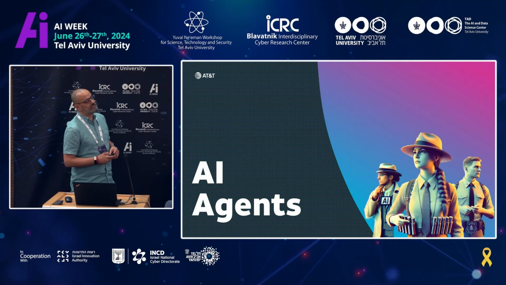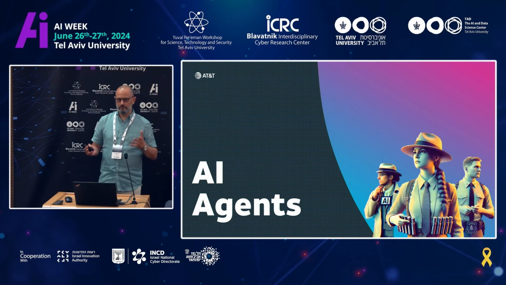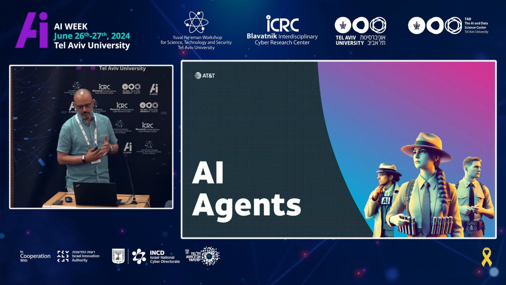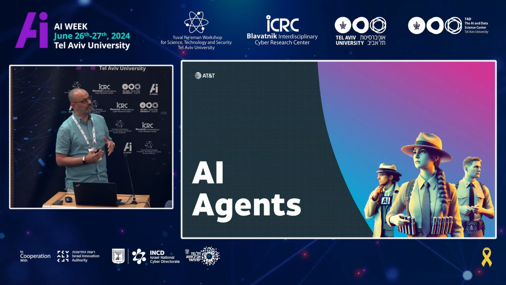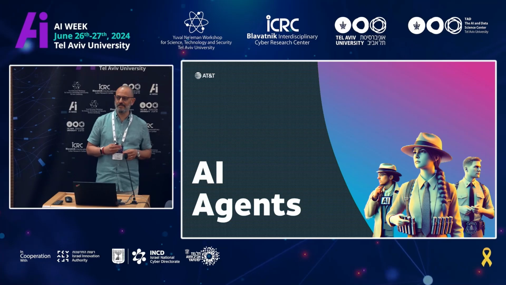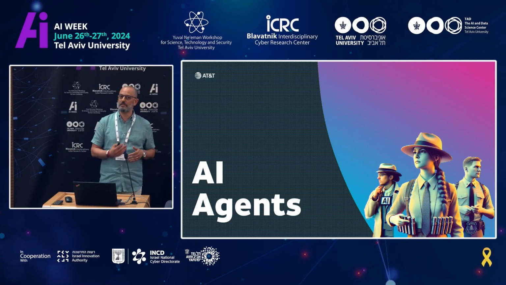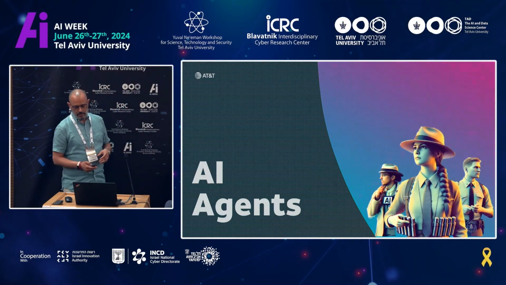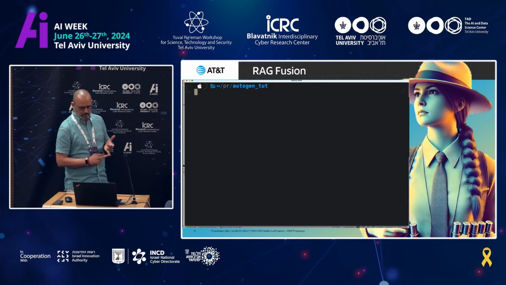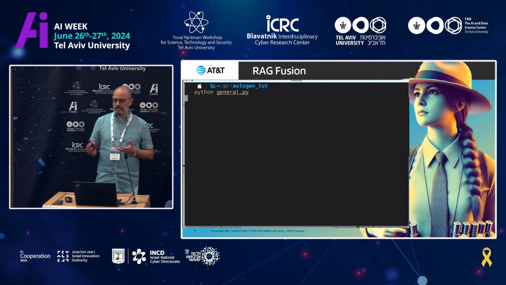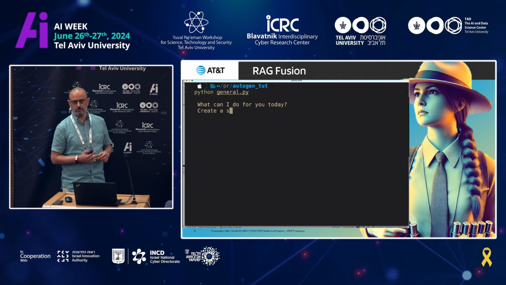The next technique involves AI agents. So AI agents are software programs that are designed to perform tasks autonomously by interacting with their environment, with other agents, and with humans. They can utilize large language models, human inputs, and various tools to achieve their goals.